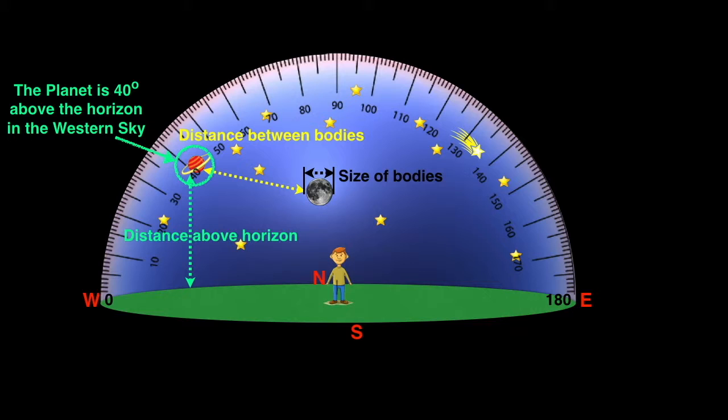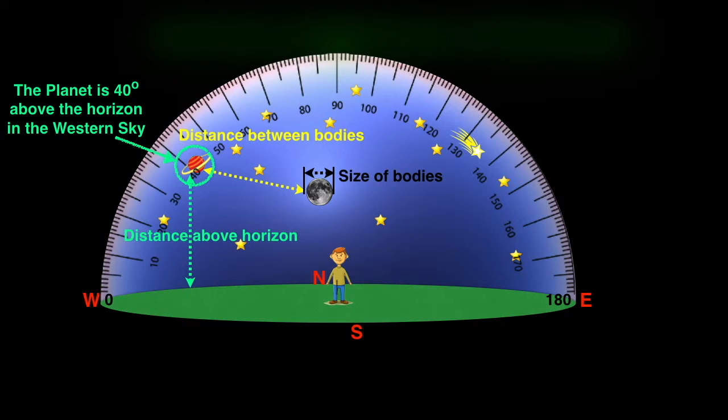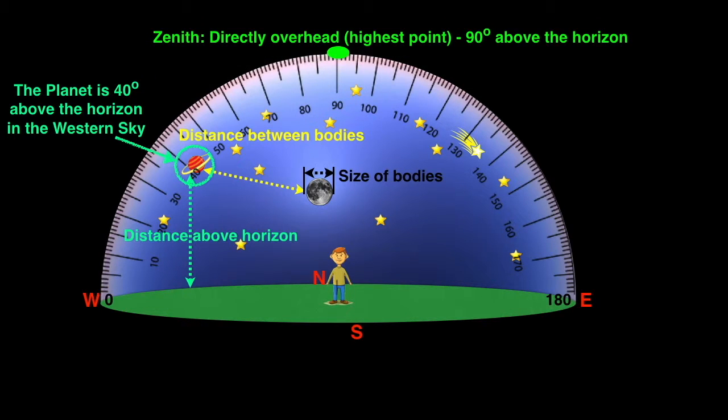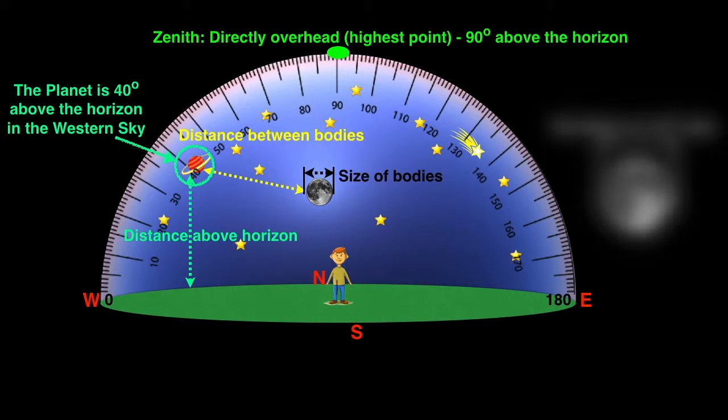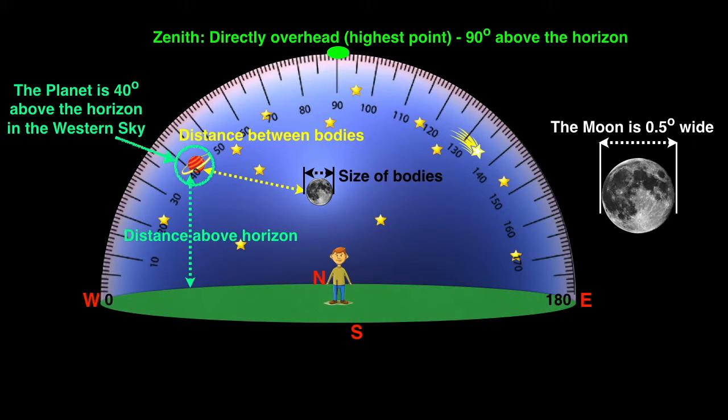In the example that we have here, the planet is about 40 degrees above the horizon. Anything that's at the zenith, i.e. directly above your head, is said to be 90 degrees above the horizon. We can also use degrees for object measurement. For example, the moon is approximately half a degree in width.